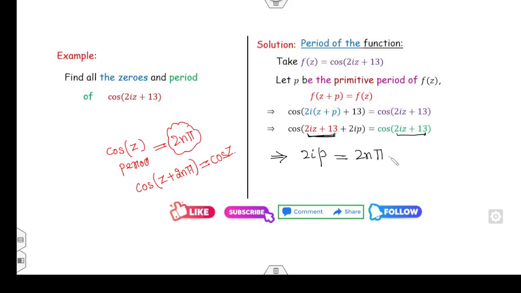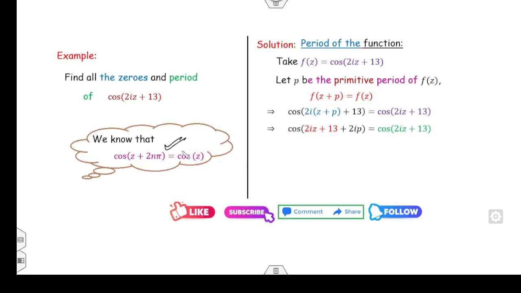This is what will come, by the definition of the period, because cos z and sin z are periodic functions. So therefore, you can say that 2ιp is 2nπ. So can you find the value of p? p will be minus nι. Why? Because you divide both sides by 2ι, then it's nπ over ι. You can rationalize them. Your answer will be nπι.